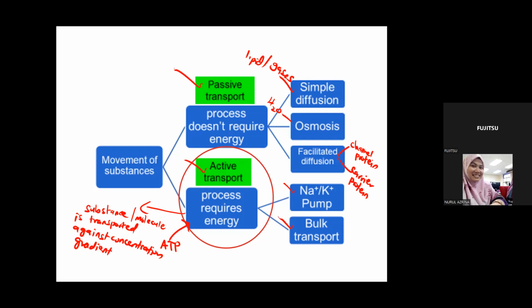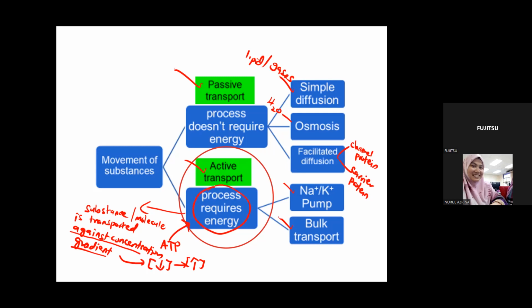Okay, maksudnya ialah active transport ialah sejenis pengangkutan molekul ataupun substan melawani kecerunan kepekatan, iaitu daripada kawasan berkepekatan rendah, from low concentration area to high concentration area. Disebabkan pengangkutan ni melawan kecerunan kepekatan, bukan daripada high concentration ke low concentration, tetapi dia daripada low concentration ke area of high concentration. That is why they need energy.